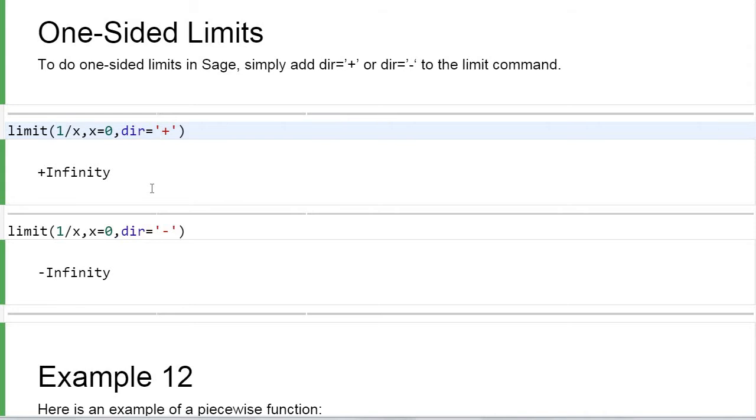So here it says with 1 over x as x approaches 0 from the right, from above, the answer is plus infinity. That's what we saw in the graph. From below, the answer is minus infinity. And that's what we saw from the graph as well.